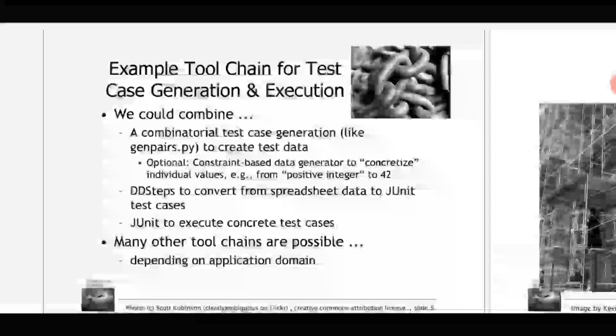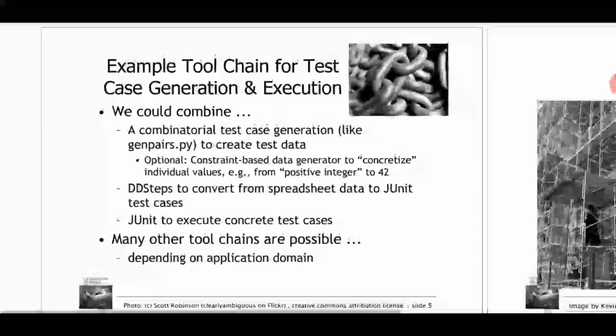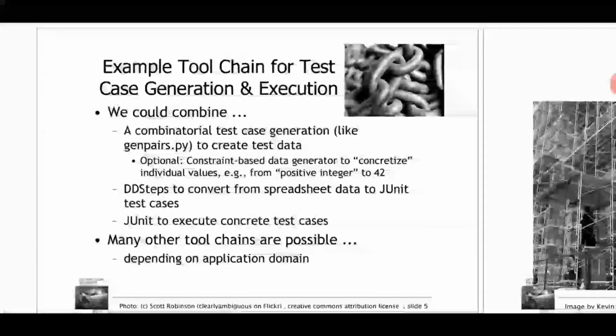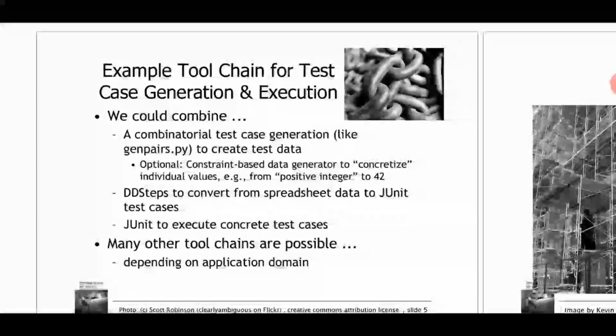Coming to the example tool chain for test case generation and execution, we could combine a combinatorial test case generation tool like genpairs.py. The py is nothing but Python. The combinatorial test case generation to create test data is optional, not mandatory. A constraint-based test data generator concretizes individual values, for example from positive integer to 42. Then there are data steps to convert spreadsheet data to JUnit test cases.